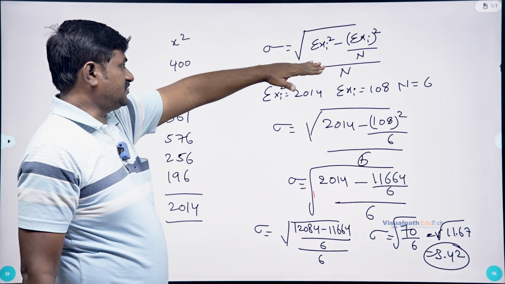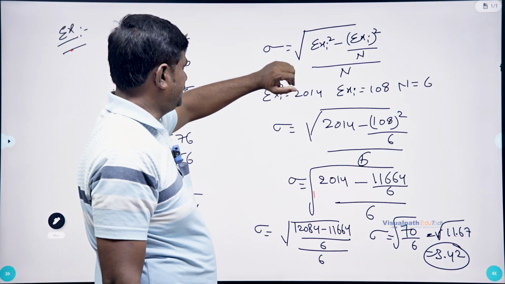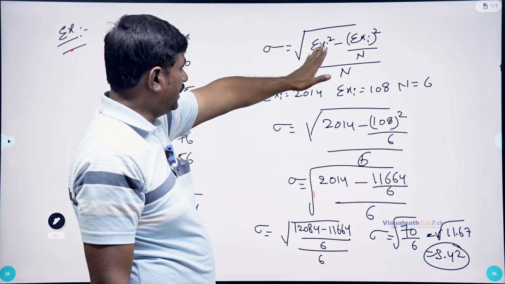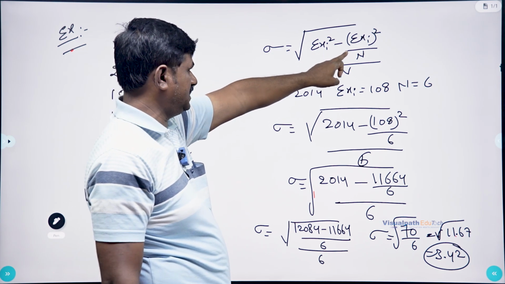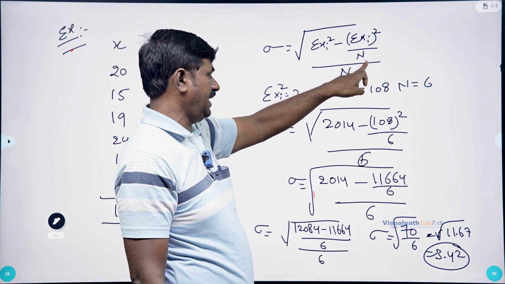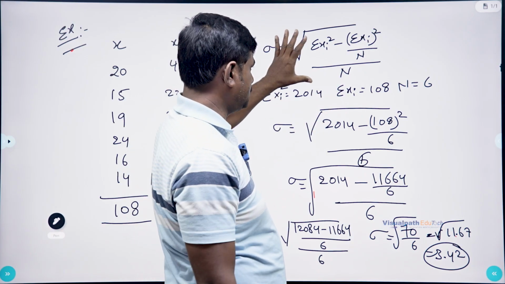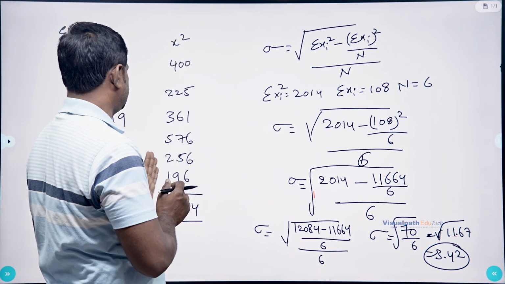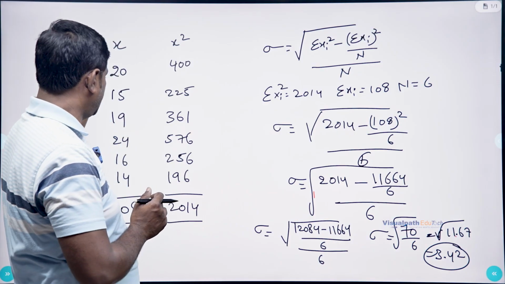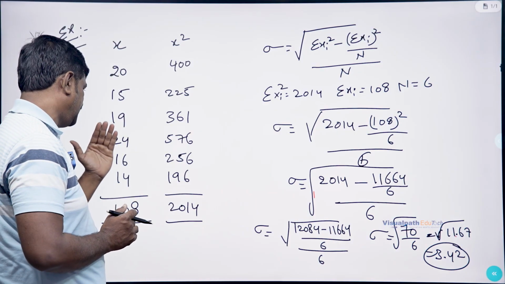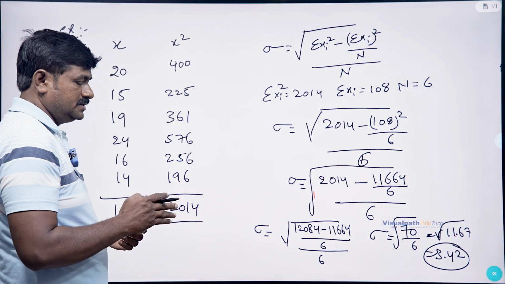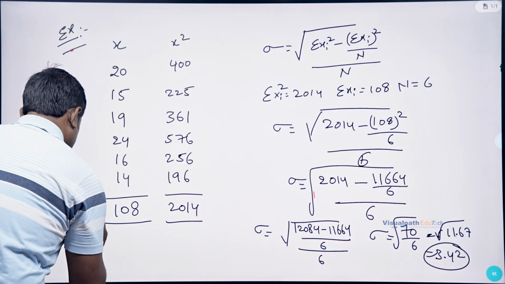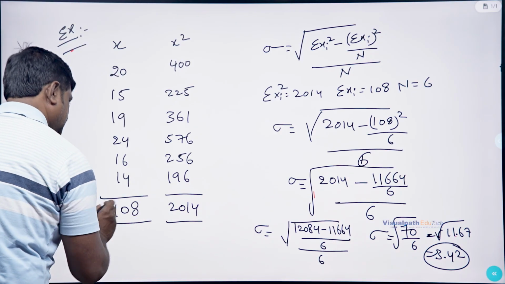Now similarly, the next formula to calculate the standard deviation, that is sigma is equal to, what is the formula here? Under root of sigma xi square minus (sigma xi) whole square by n, whole by n. So that is the formula. With the help of this formula, we have to calculate the previous example. The observations are 20, 15, 19, 24, 16 and 14. So here what is the total? Sigma xi is equal to 108.